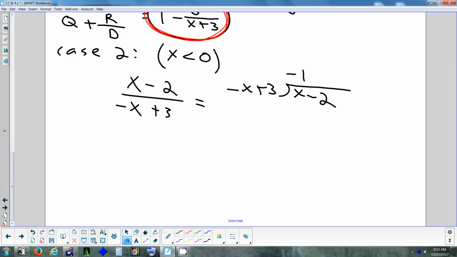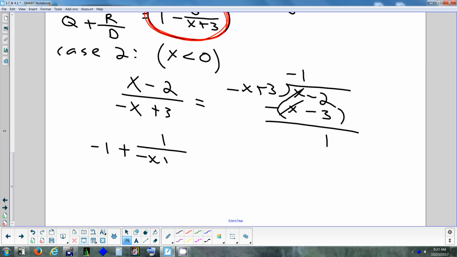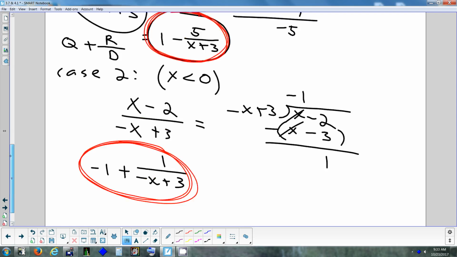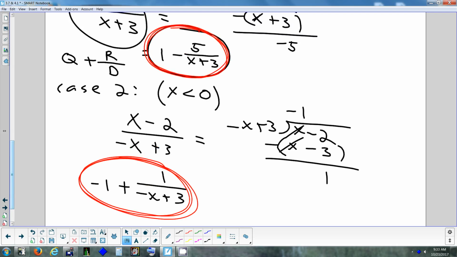So I'm going to get negative 1, multiply back out. Subtract the columns. X minus x is gone. Negative 2 minus negative 3 is 1. So there's my quotient, there's my remainder: negative 1 plus my remainder over my divisor. Now we're going to focus on those two things. So let's look at the first one.